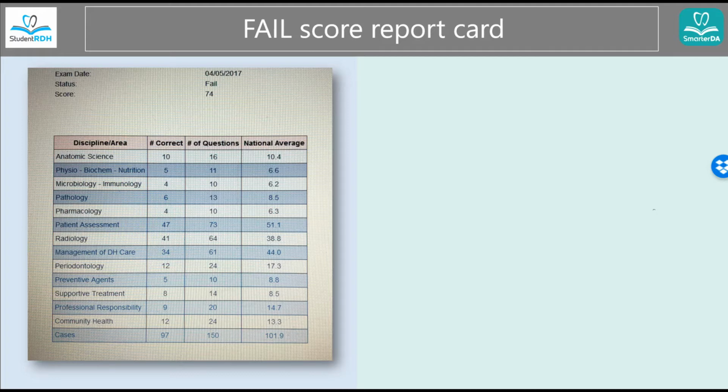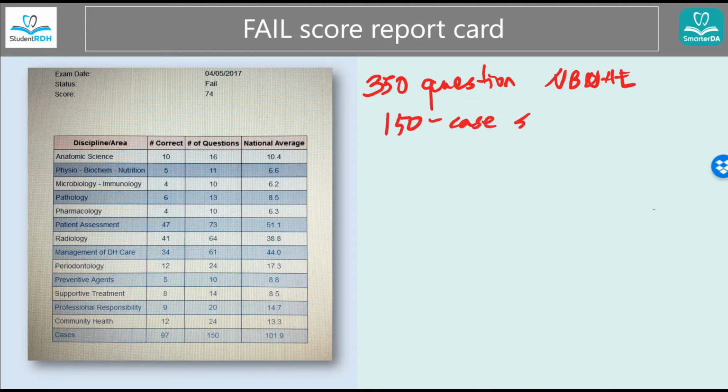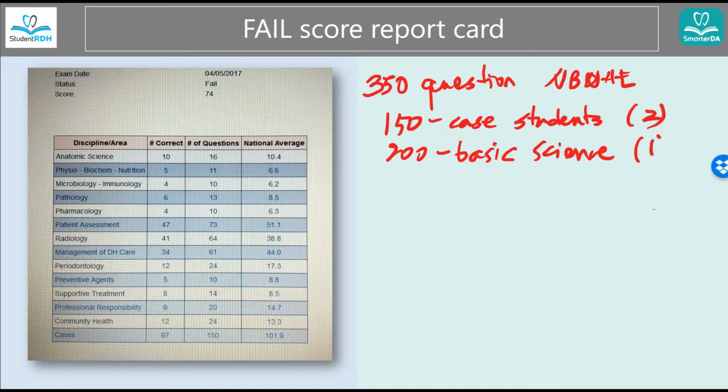Let's start first by understanding that we have 350 questions in the NBDHE. I'm talking about the American exam, NBDHE. 100 questions are about case studies, and that is going to be session 2. You actually start with 200 questions that are, I would call it, basic science, such as head and neck anatomy or pathology, with simple answer choices, and that's session 1. So in total we have 350 questions.